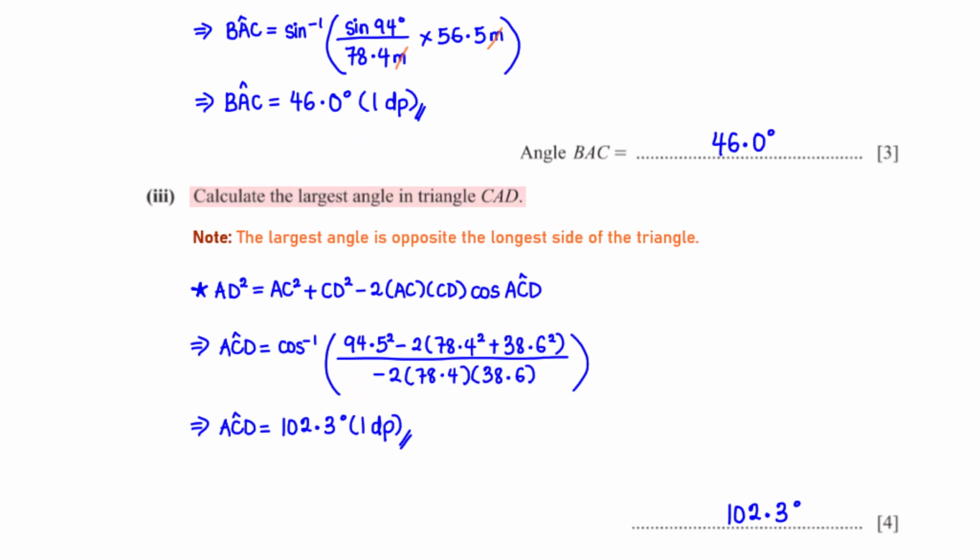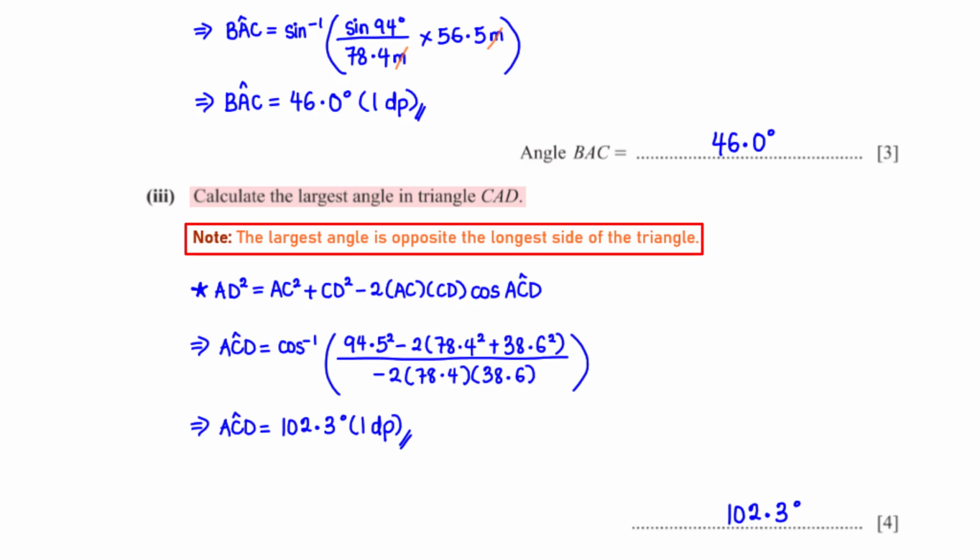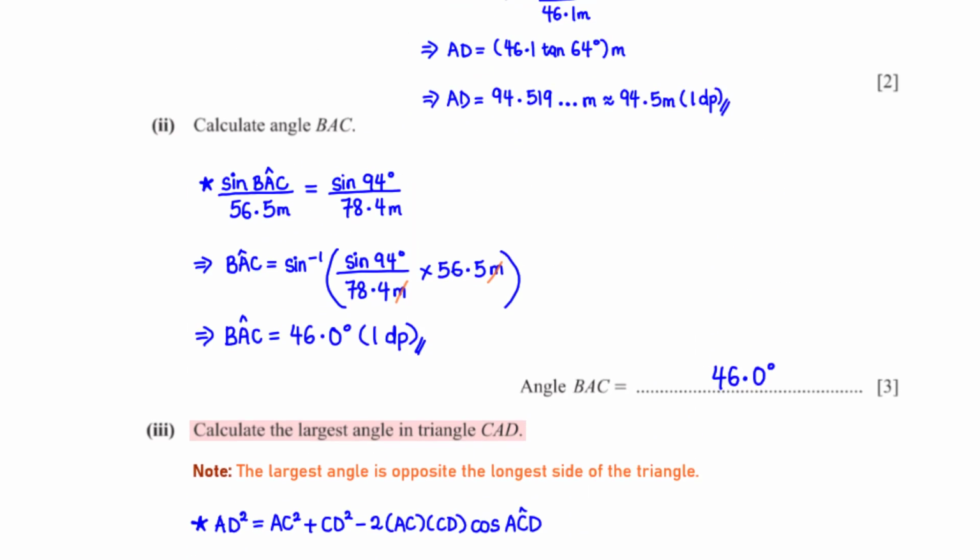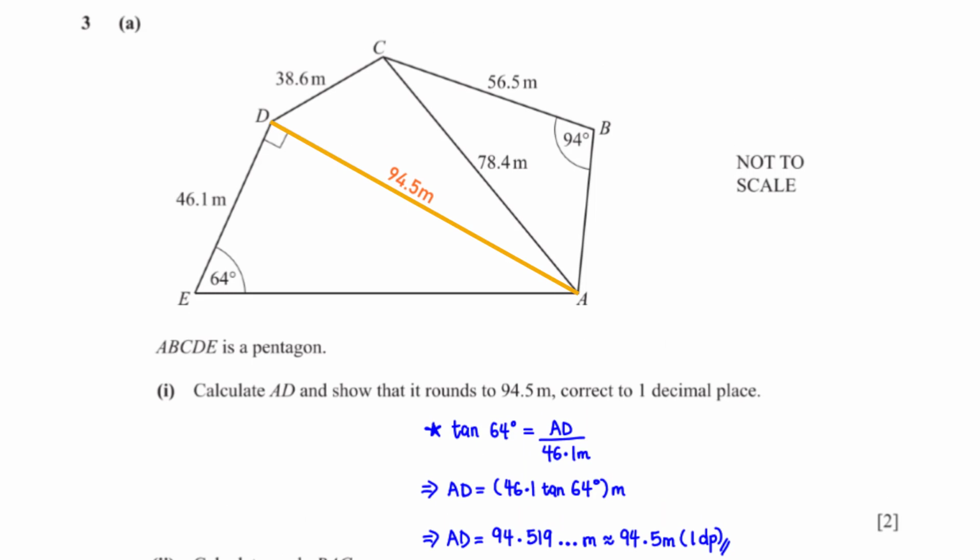Calculate the largest angle in triangle CAD. The largest angle in triangle CAD is the angle opposite the longest side of the triangle. The longest side of the triangle is AD, and the angle opposite this side is angle ACD. We can find angle ACD by applying the cosine rule to triangle CAD.